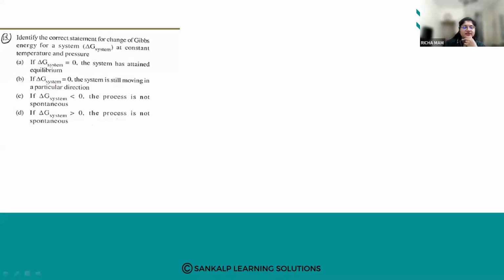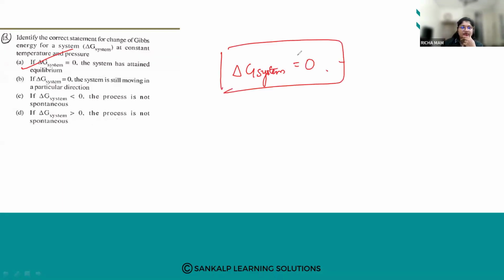So what is Gibbs free energy used for? To calculate the maximum amount of work, right? So when we see the Gibbs energy, delta G of the system, at a constant temperature and pressure, it will be what? The system has attained equilibrium. Yes, option number A. So if the delta G of a system is 0, that means the system has attained equilibrium. So option number A is the answer.